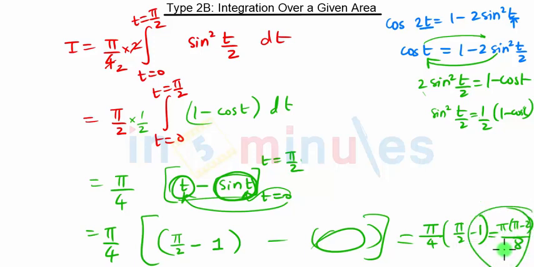So this is how we solve the problem on type 2b, that is integration over a given area using polar coordinates. More such problems we will see in our next video, so stay tuned for our future lectures.